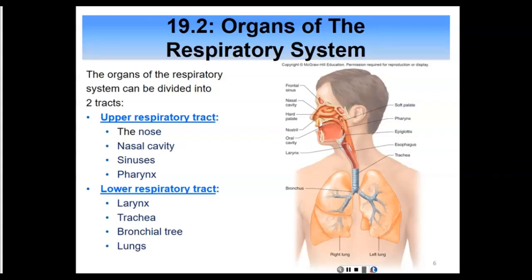The organs of our respiratory system are divided into two tracts. We have the upper respiratory and the lower respiratory tract. The upper is basically the head, so nose, nasal cavity, sinuses, pharynx. Lower is going to be from the voice box down, so larynx, trachea, bronchial tree, and lungs.